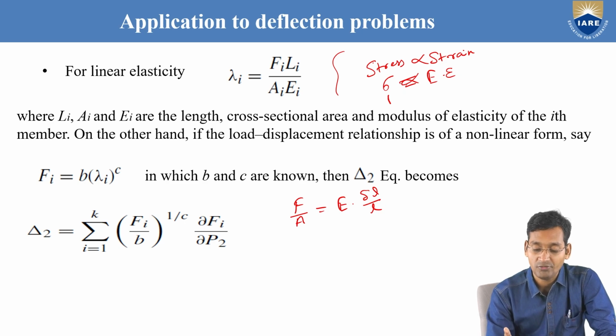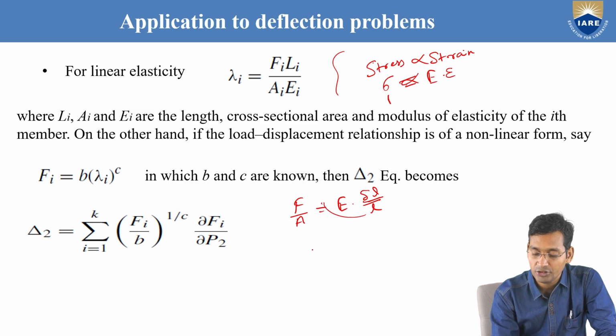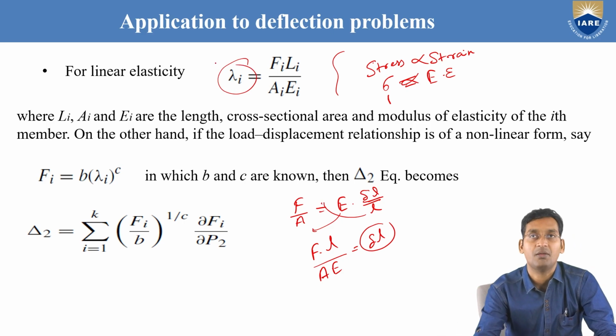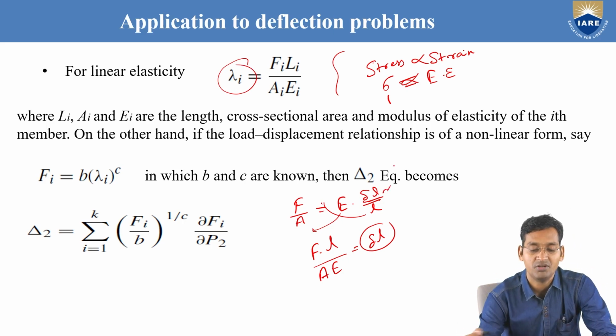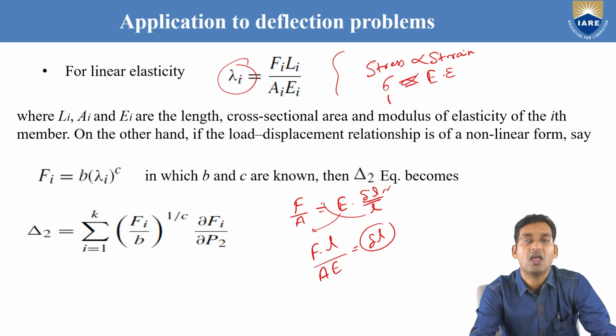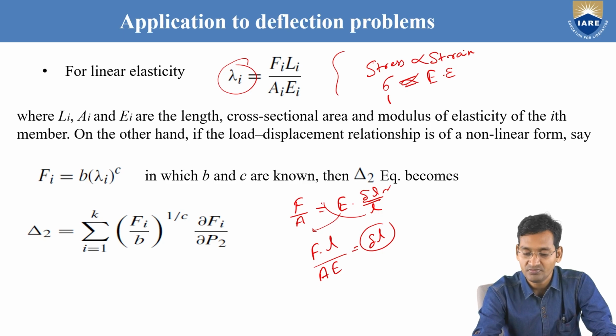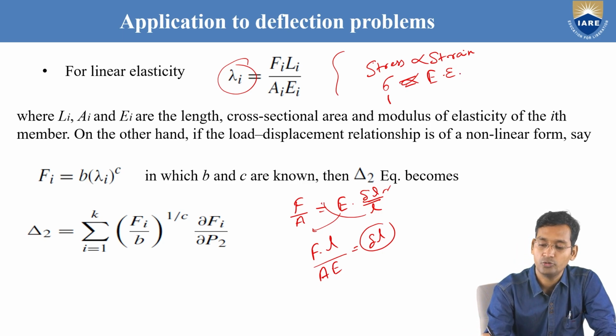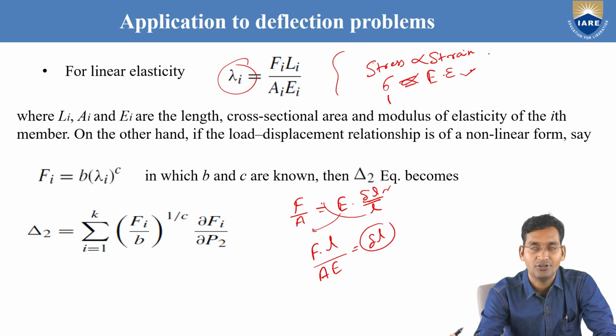Now what we have to find is this ΔL. So cross multiply: F into L, and E comes to this side, so F L by E equals ΔL. That's why this λ is there. Instead of ΔL, here we use λ, which is again the displacement. So this is from Hooke's law only. Now for the displacement we can use this formula directly.